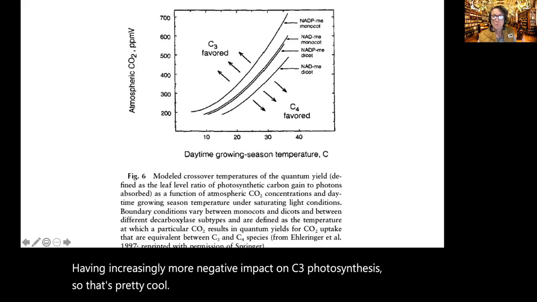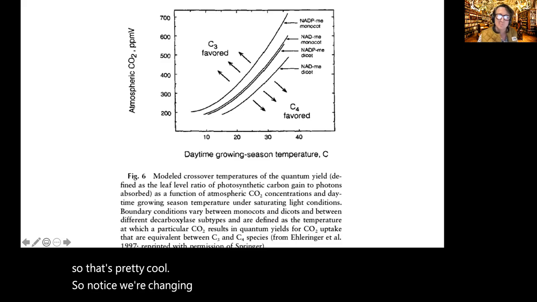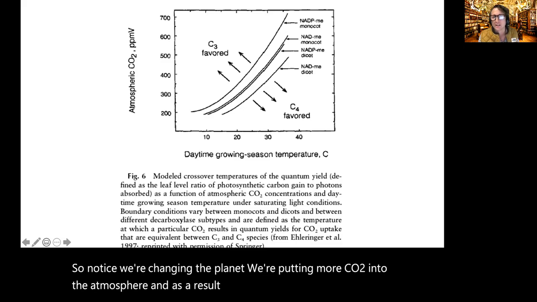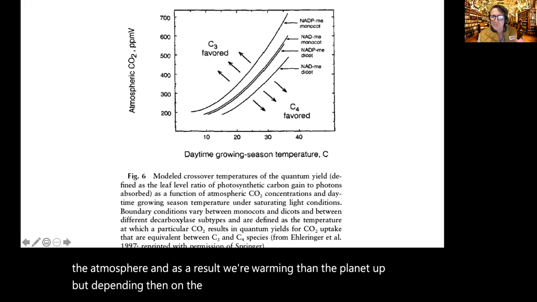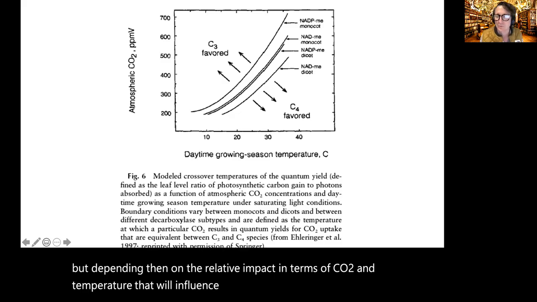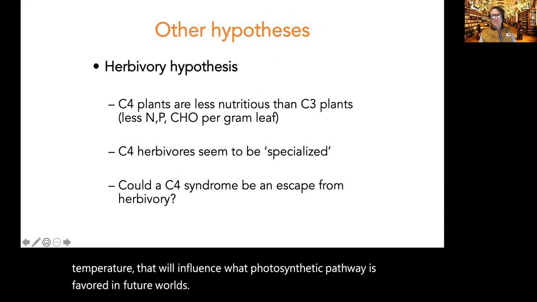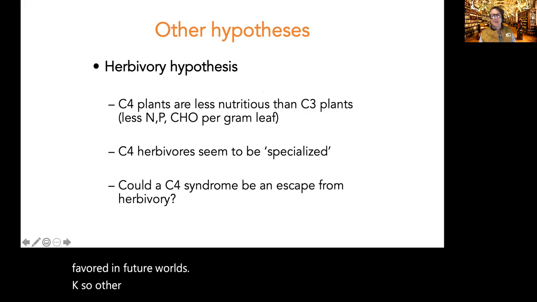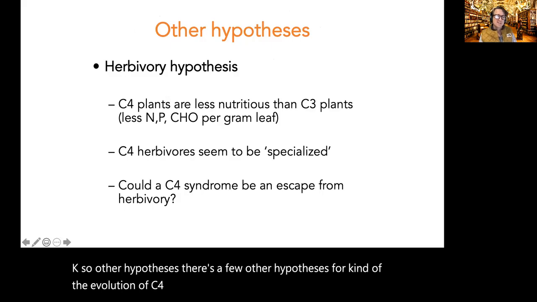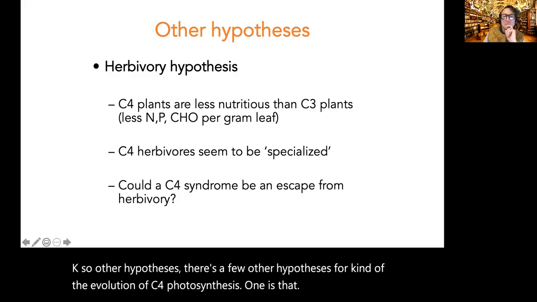So notice we are changing the planet. We're putting more CO2 into the atmosphere. And as a result, we're warming the planet up. But depending on the relative impact in terms of both CO2 and temperature, that will influence what photosynthetic pathway is favored in future worlds. Okay, so other hypotheses. There are a few other hypotheses for the evolution of C4 photosynthesis. One is that herbivory may have been important.